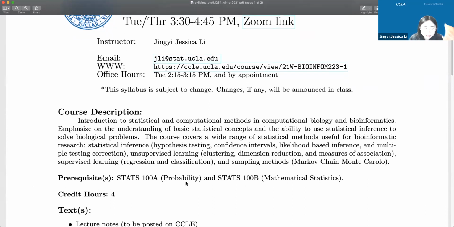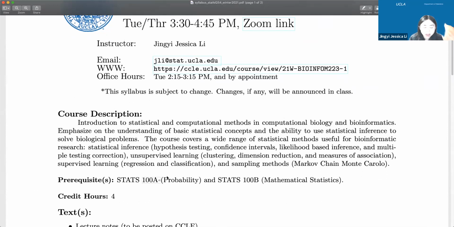The prerequisites I listed here are undergraduate courses offered in my department at UCLA, including Stats 100A about probability and Stats 100B about mathematical statistics. If you didn't do your undergrad here, you will find equivalent classes in your home university. If you don't have the prerequisites but still enroll in this class, I strongly suggest that you make up those background materials in your leisure time so that you will not feel this class is too dense or too advanced for you.